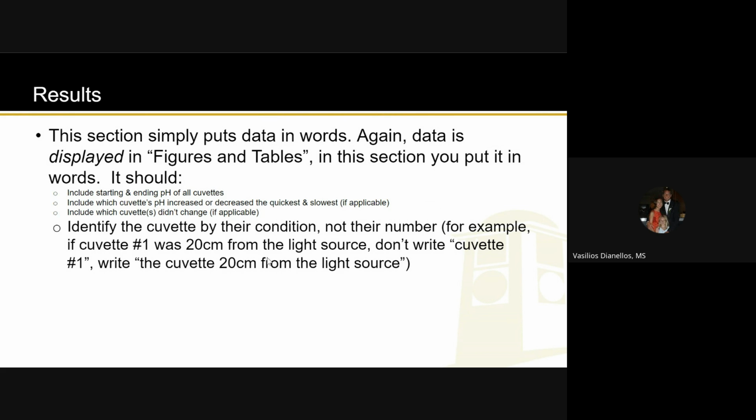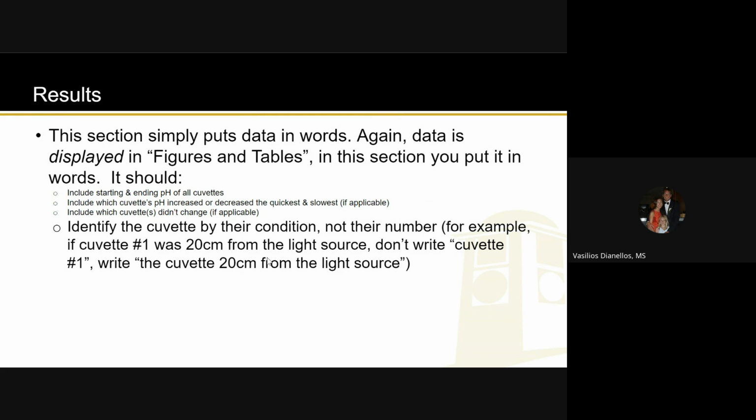When you do this, you need to identify the cuvette by its condition, not its number. So if you read the lab, it instructs you, right? Write number 1 on this cuvette, write number 2 on this cuvette, so on and so forth. But when you're writing about it, you don't say that. You don't say cuvette 1 started at this pH, ended at this pH. Cuvette 2 started at this pH, ended at this pH. You're going to describe the condition.